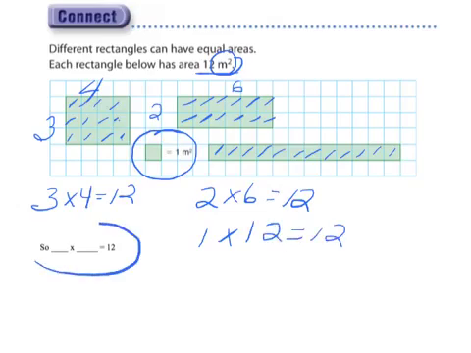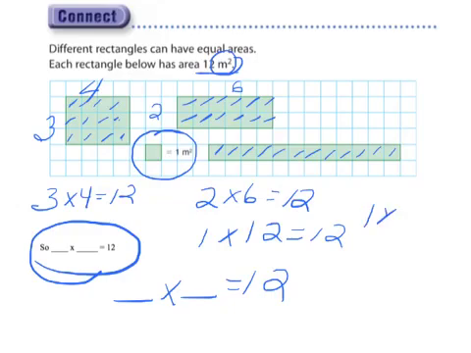So really what we need to do is find all of the numbers, something times something, that's going to equal 12. We're actually finding all the factors of 12. And generally you're going to just start: does 1 times something equal 12? Well, yes, 1 times 12. Does 2 times something equal 12? Well, yes, 2 times 6.